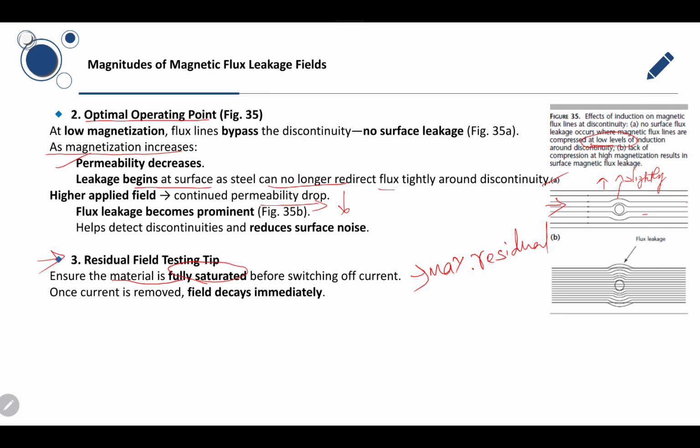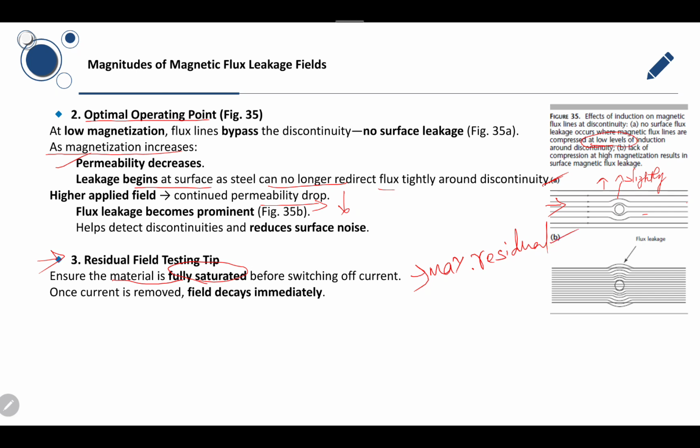No surface flux leakage occurs. So a crack or void at this stage may not be visible with magnetic particles. So low magnetization means flux lines stay internal, no flux leakage, and flaws may go undetected. This is part A. Next one is part B.